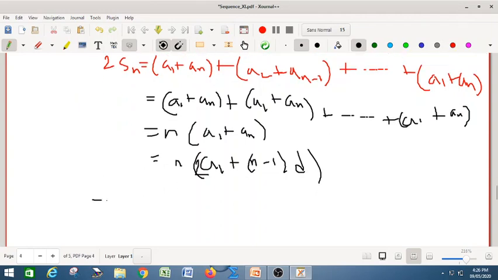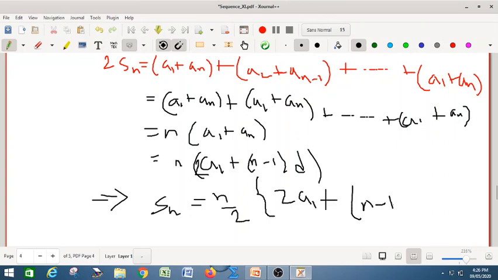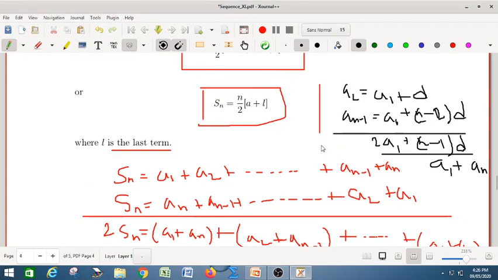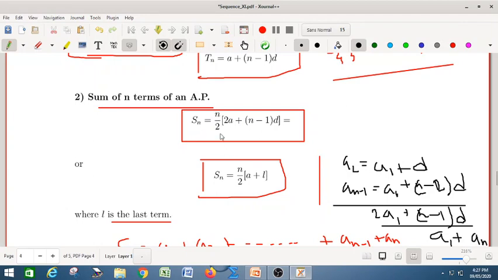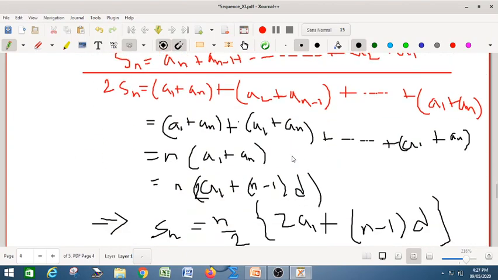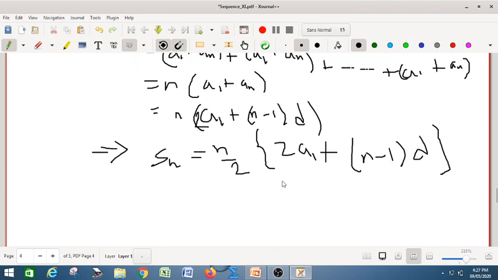So your formula is Sn is n by 2 into twice a1 plus n minus 1 into d. So this is the proof. This is the proof that your sum is n by 2 into twice a plus n minus 1 into d. So this is the proof that the sum of the terms is this.